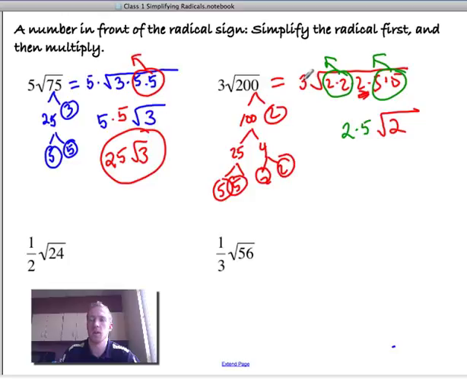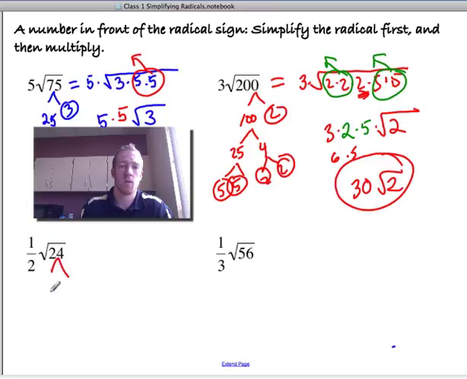And this 3 was there in the beginning, being multiplied in the beginning, so we have to still keep it multiplying in the beginning. Now to finally simplify, 3 times 2 is 6. So 3 times 2 is 6 times 5. 6 times 5 is 30. 30 root 2.